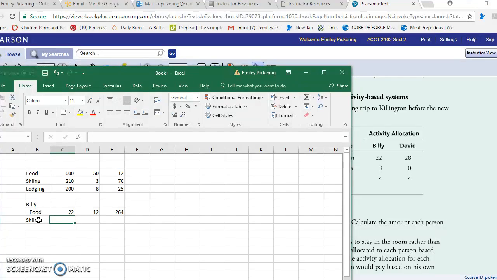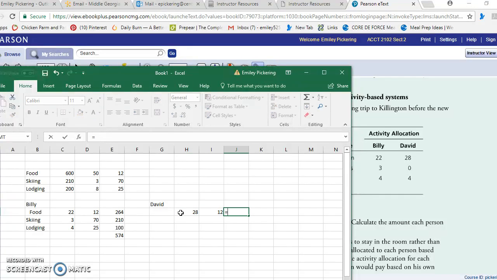For skiing, it's going to be $70 per ticket, and he's going to have 3 tickets. And then for lodging, he's going to have 4 nights, and it's $25 per night. So his total cost is going to be $574.